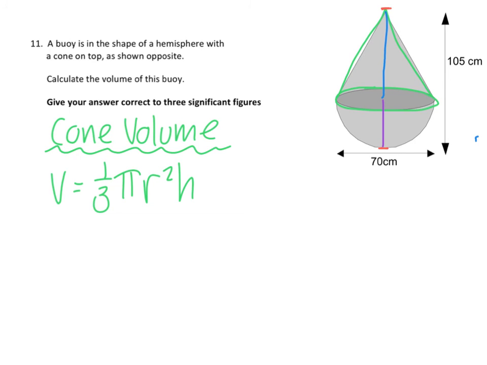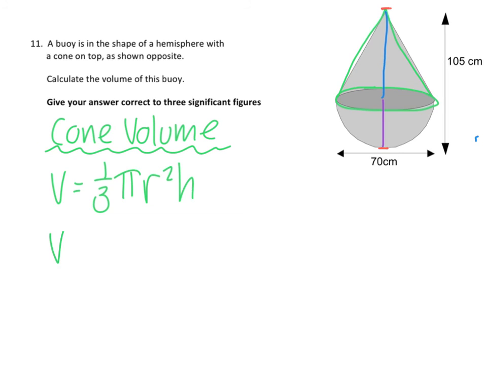So earlier on we talked about the diameter of the hemisphere, this horizontal distance being 70. So we spoke about the radius then being 35. So we need to remember the radius can be measured vertically also, which means the purple line is 35. If the purple line is 35, then that means the blue line is 105, take away 35, which means the height of the cone is 70.